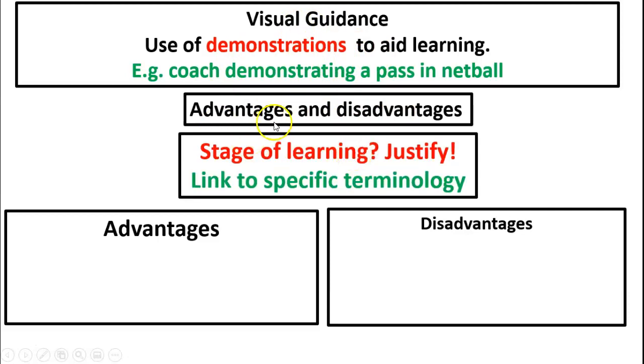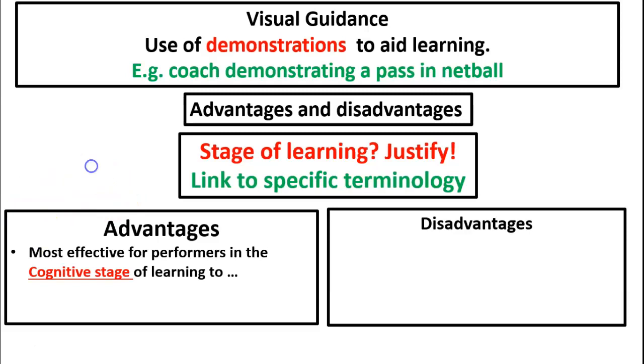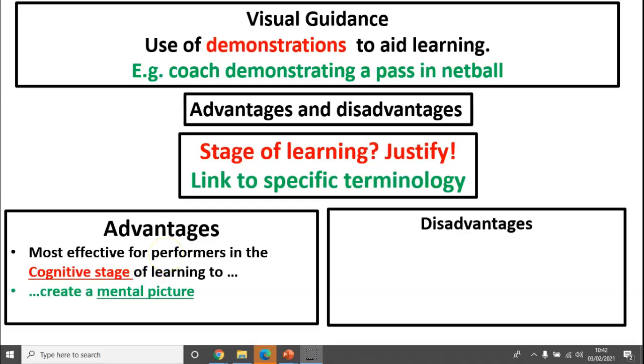As I said on the previous slide, we are going to use the stage of learning that we think it's most effective for. We're going to justify that using key terminology. So the first one will be done for you, but I will add a little bit to it. So when we're looking at evaluating visual guidance, the advantages of visual guidance are it's most effective for performers in the cognitive stage of learning to allow them to create a mental picture. So hopefully you can see what a simple start that is in terms of evaluating visual guidance.